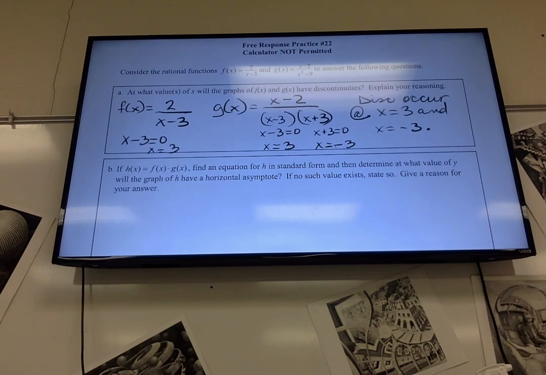Vertical asymptote or vertical asymptotes, either one. And just set the bottom equal to 0.